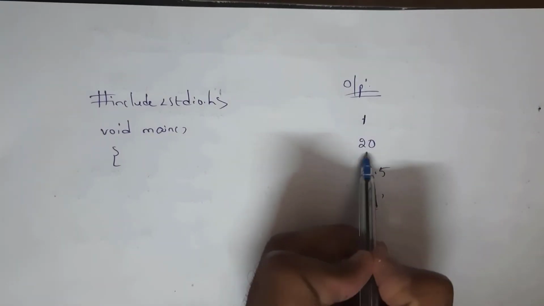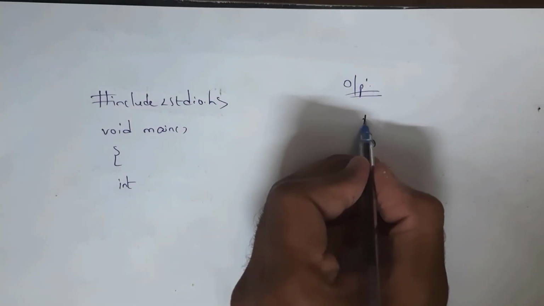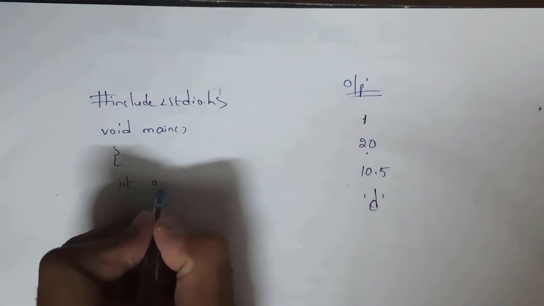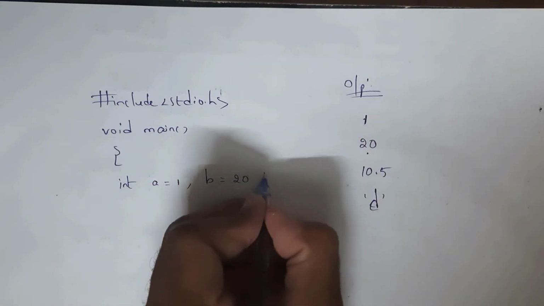This 1 and 20 are both integer values, so I took the data type int here. I am storing this value 1 in variable a. So I am taking a equal to 1, comma, b equal to 20. This 20 is stored in variable b.